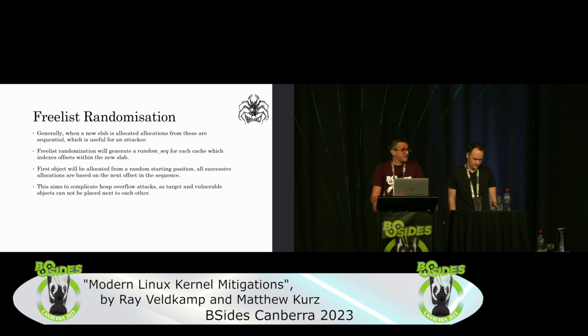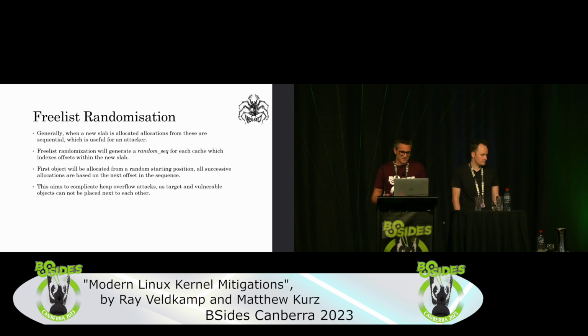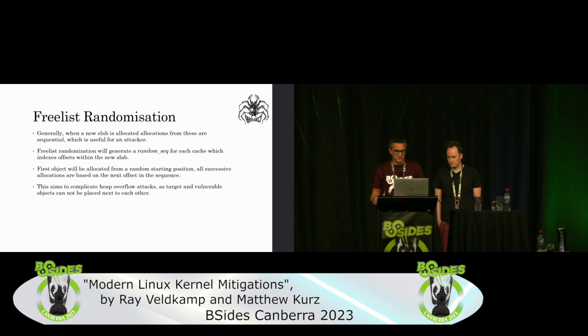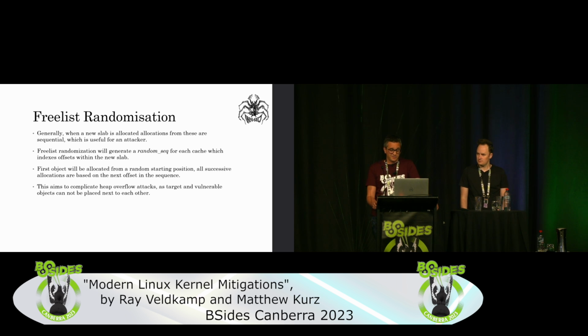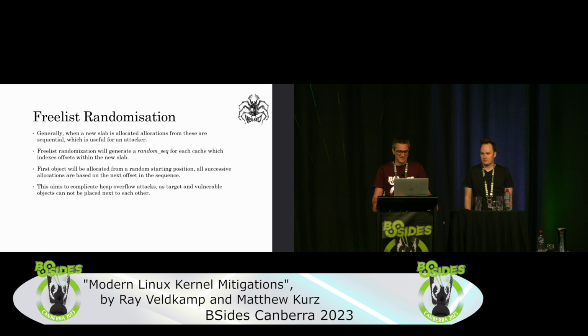We also have freelist randomization. When a new slab is allocated, allocations from that are sequential, which is good for an attacker to be able to predict. Freelist randomization generates a random sequence of indexes, so the first object will be allocated from a random starting position, and all allocations after that will follow that random sequence. This aims to complicate heap overflow attacks. There are workarounds for this. It just complicates the exploit development process.